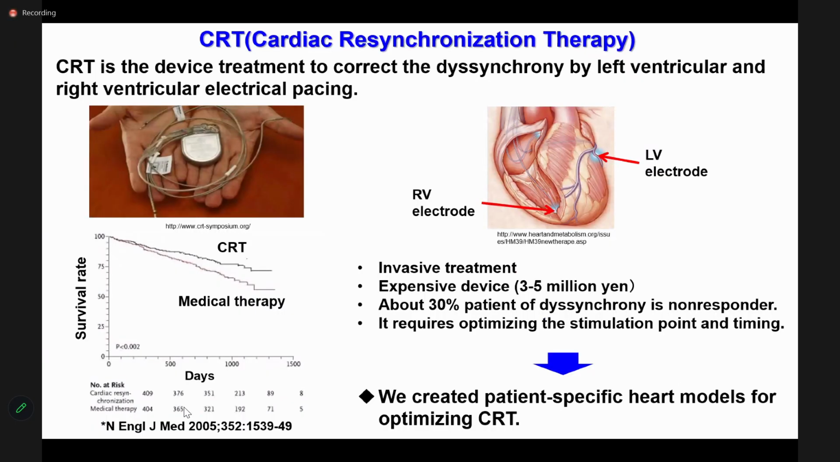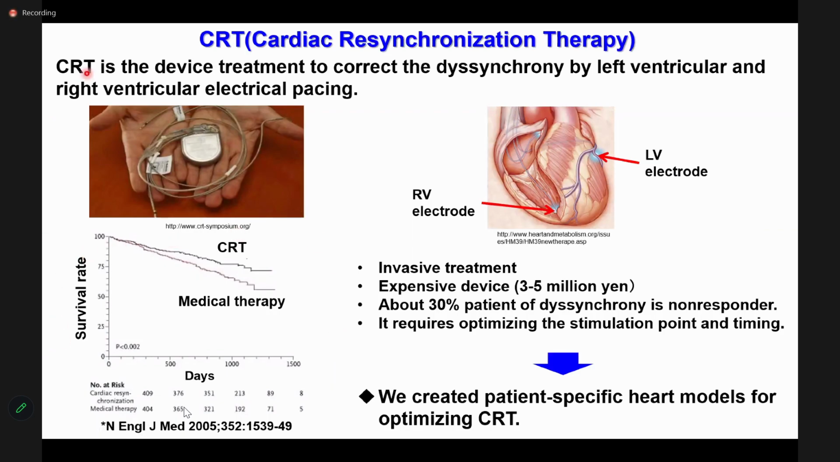Cardiac resynchronization therapy is a device treatment to correct the dysynchrony by left ventricular and right ventricular electrical pacing. It is a simple and powerful technique to treat cardiac dysynchrony, like a left bundle branch block. The survival rate of cardiac resynchronization therapy is better than medical therapy, as shown in these figures.